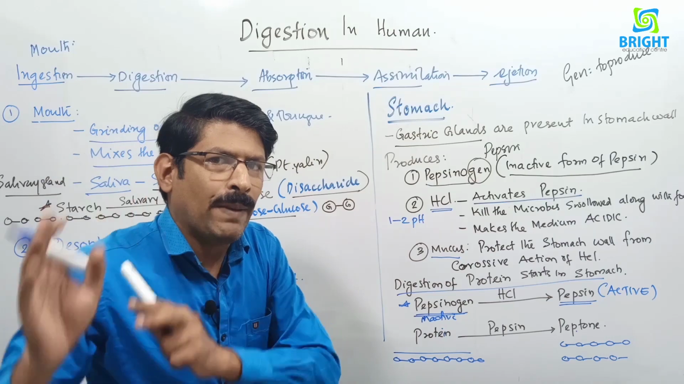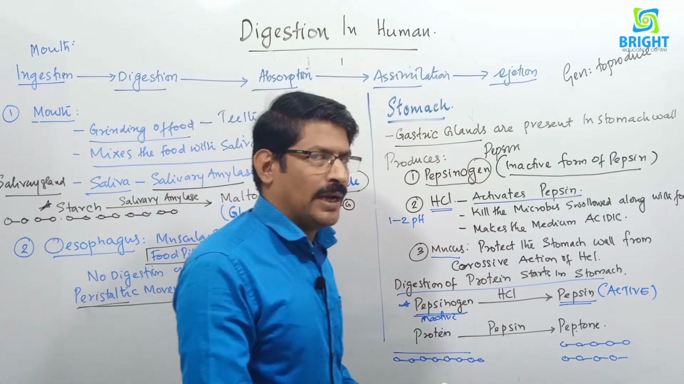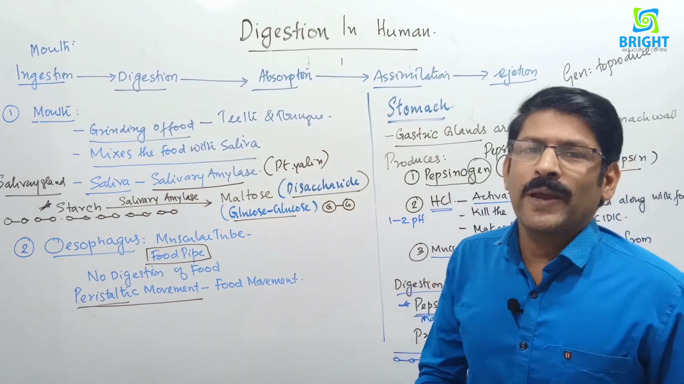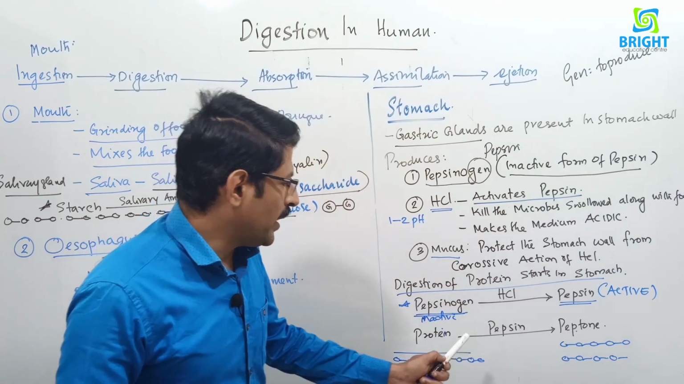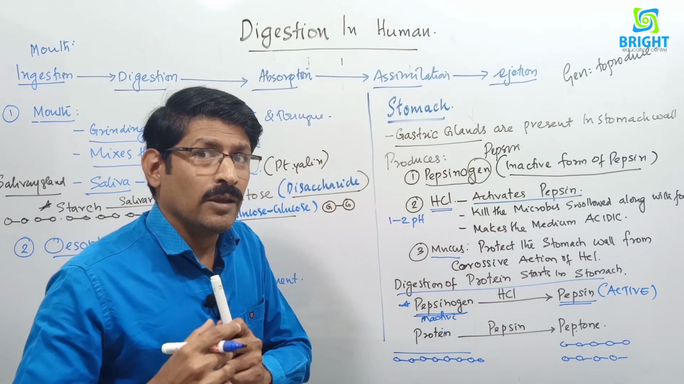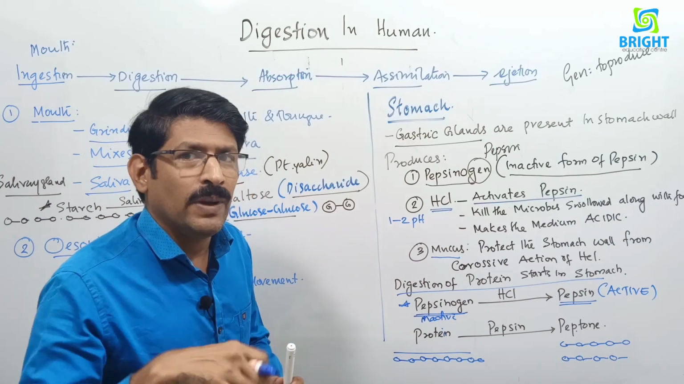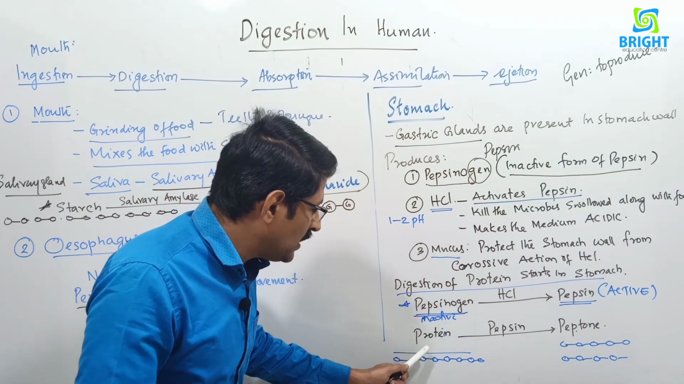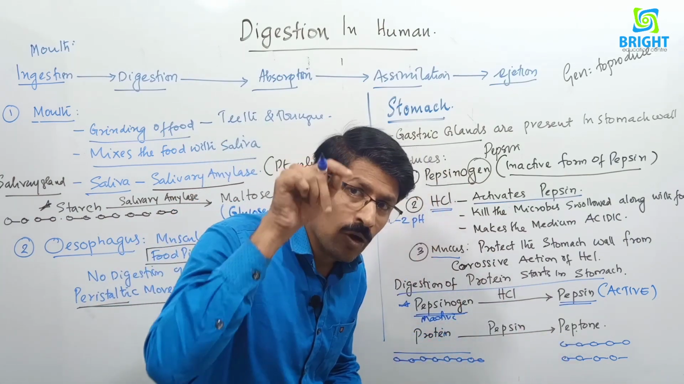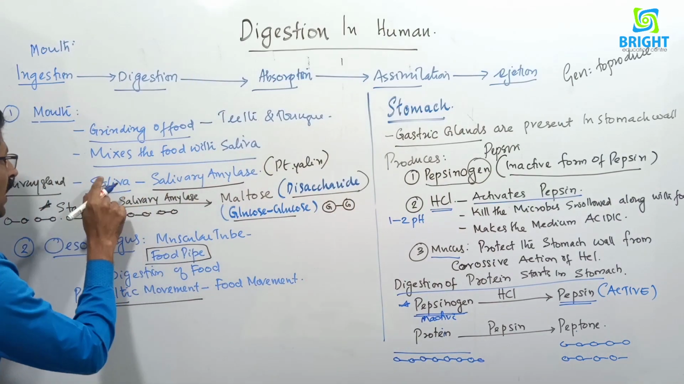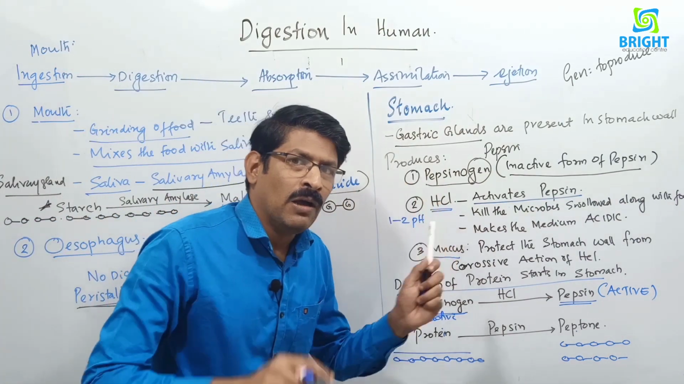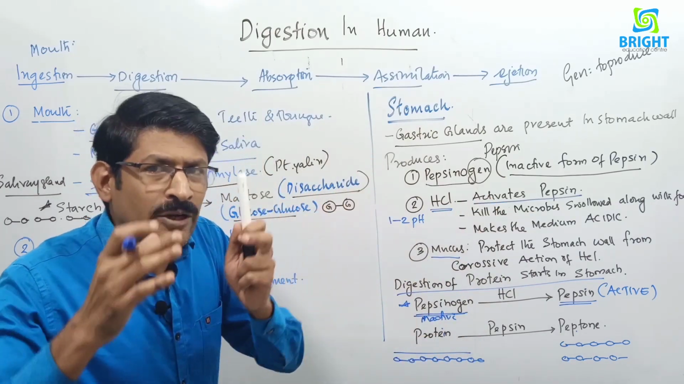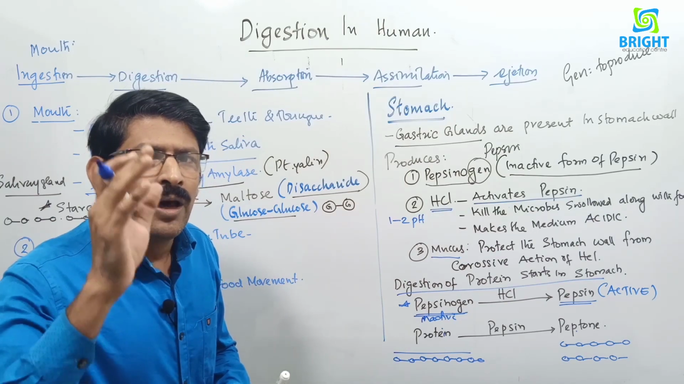So what is the difference between pepsinogen and pepsin? Pepsinogen is the inactive form. It is produced by the gastric gland, and by the action of hydrochloric acid, it is converted into the active form, called pepsin. We know Pepsi, the soft drink. The meaning of pepsin is to digest. So it digests the protein into peptone. So the digestion of starch begins in the mouth and the digestion of protein begins in the stomach. But it is not completed. The process continues and will be completed in the small intestine.